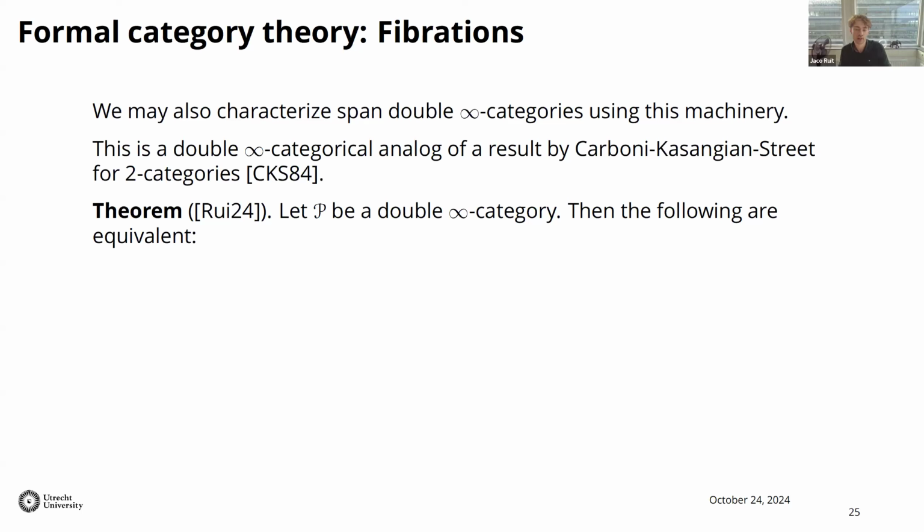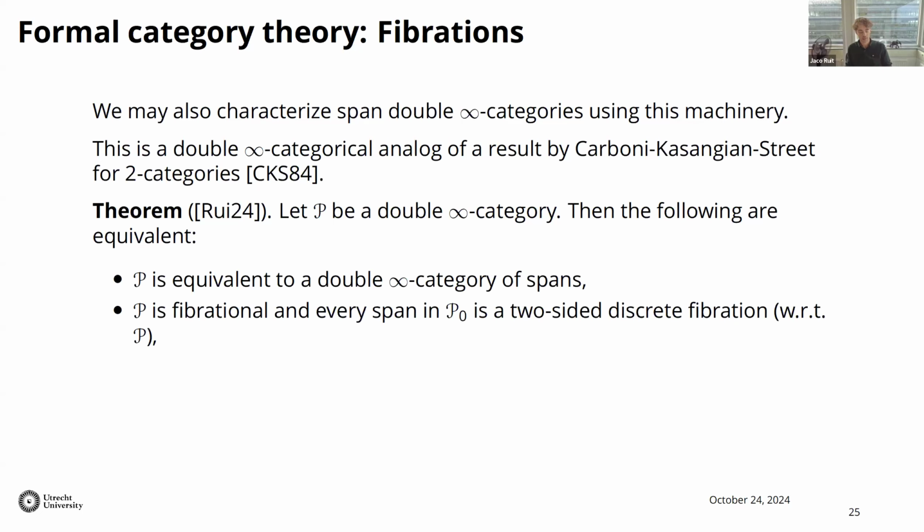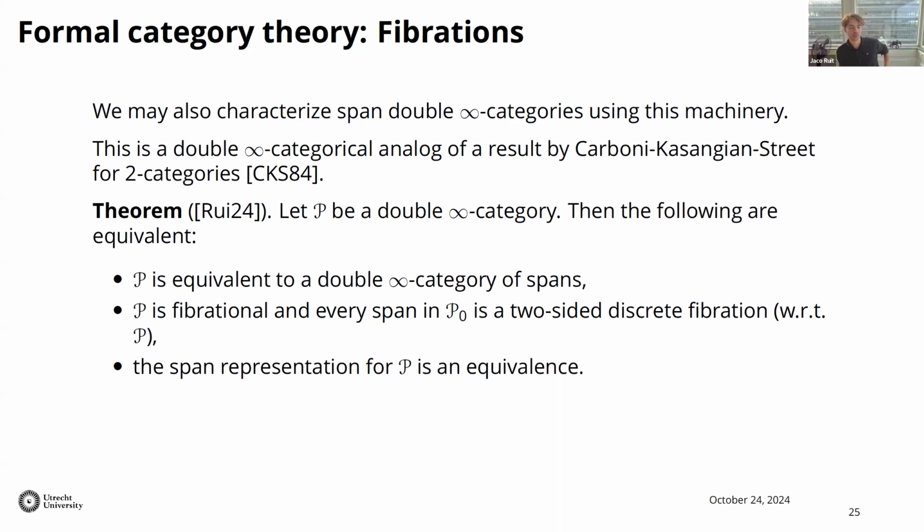If you have P, a double infinity category, then you can show that the following assertions are equivalent. You can ask for P to be equivalent to a double infinity category of spans. Then you can ask for P to be fibrational, and with the property that every span in this vertical category P0 is a two-sided discrete fibration. And then you can ask for the span representation for P to be an equivalence. And all these assertions are equivalent. So that's something that you can do using this machinery. I just wanted to highlight.